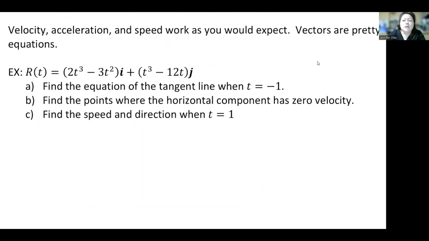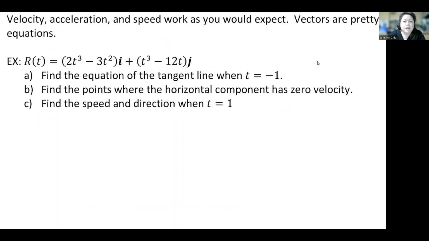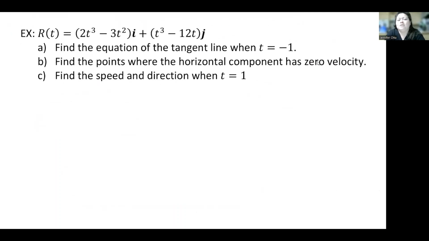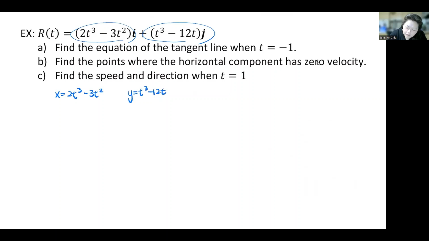Okay. All right, velocity, acceleration, speed work as you would expect with vectors here. So they are pretty much like parametric equations, right? So here is your position function, denoted as r of t. It says find the equation of the tangent line when t equals negative 1. So first things first, this is my x component, my horizontal component. So x equals 2t cubed minus 3t squared. My y component, my vertical component, is y equals t cubed minus 12t. Okay, so what do I do? In order to find the tangent equation, I need the slope, and I need the point. So I'm going to find the point first.